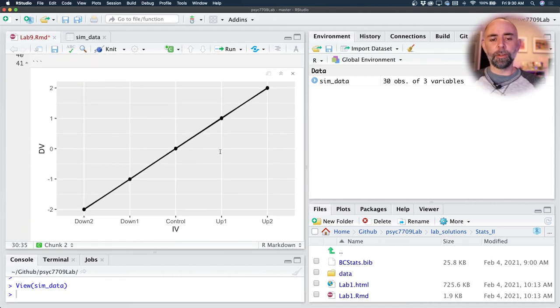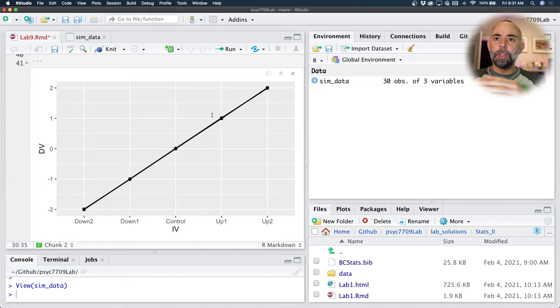What I'm intending to show you is that we have successfully programmed the main effect of the independent variable here. Down one goes down by one standard deviation, down two goes down by two, up one goes up by one, and up two goes up by two. See, 0, 1, 2, 0, negative 1, negative 2. However, we've got six subjects, and it's pretty obvious that in terms of simulating their data, we are not simulating that our subjects are different from one another. And the way we're going to simulate their differences is to assume they are different in some kind of stable fashion.